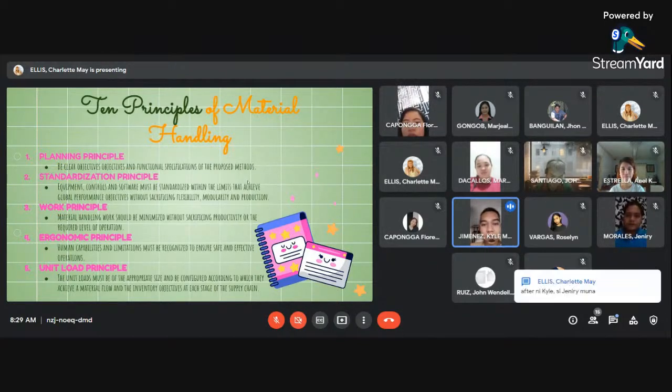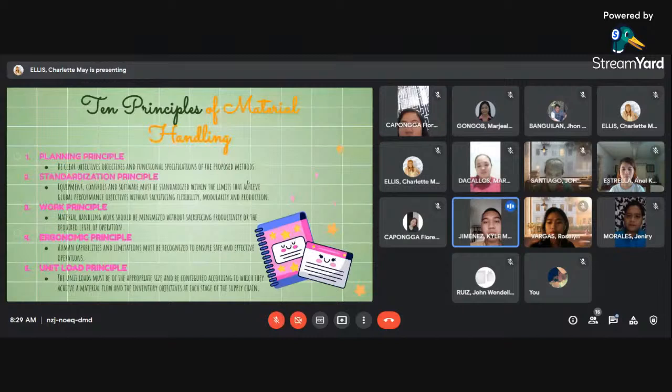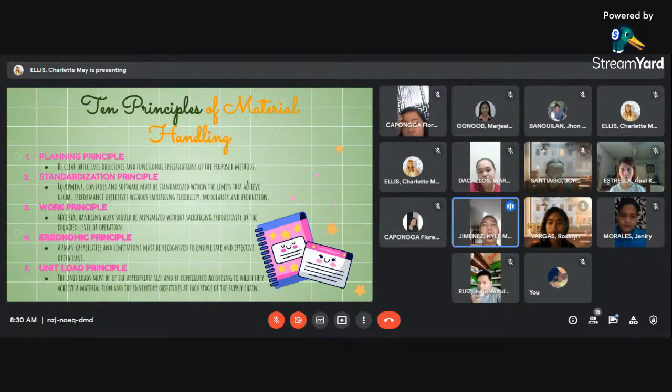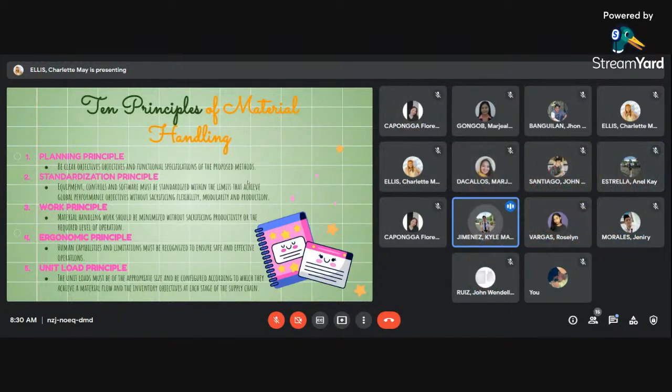Material handling work should be without sacrificing productivity or the required level of operations. So dito sa work principle, kailangan natin dito maging masuri kung anong gagamitin natin, katulad din sa number 2. Basic example dito, kung liquid yung i-transfer natin, imbis na buhatin natin siya, kasi masyadong mabigat ang liquid. Halimbawa gas, pwede tayong gumamit ng pump para mas mabilis ilipat. Tapos, hindi rin siya time consuming.